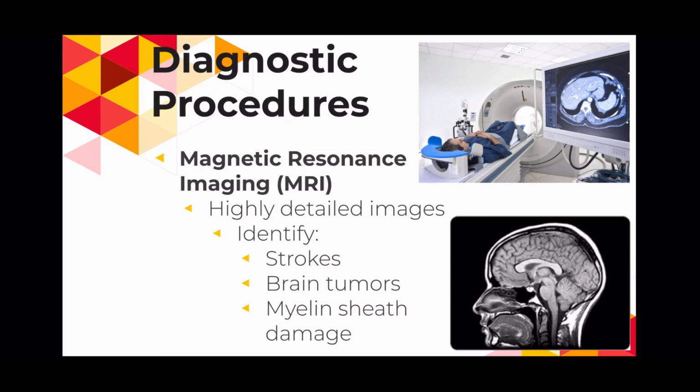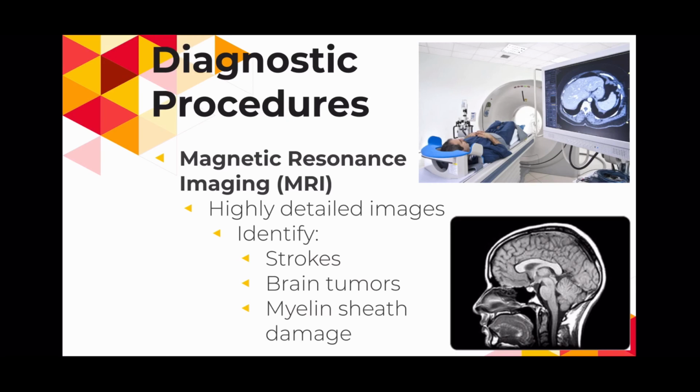Another procedure is an MRI, which is also one of your abbreviations, and you've probably heard of these before. This is what I got on my ankle prior to surgery. MRI stands for magnetic resonance imaging, and these are going to produce very detailed images of the body part in question. So you can see the image on the slide shows an MRI of an individual's brain, and as you can see, it is very highly detailed.